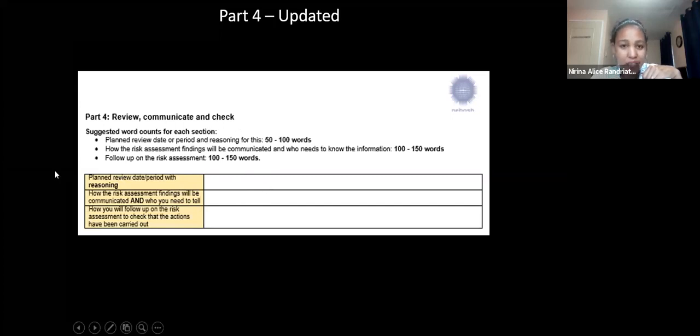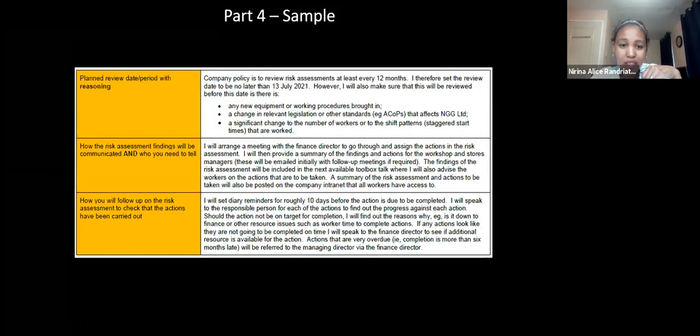Okay, and so how does it look like? It will be something like this. If you look at the sample, you have the review dates every 12 months, and then you explain why you selected this date. So the date is July 13. You have to explain why you selected every 12 months.